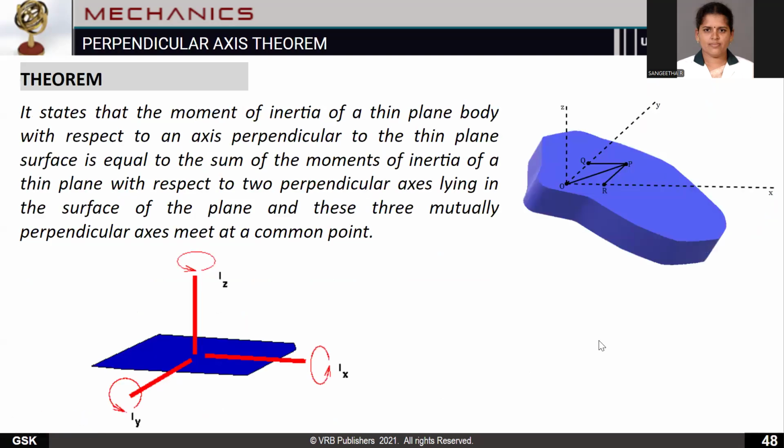So what is the perpendicular axis theorem? It states that for the moment of inertia of a thin plane body, here we have three axes, x, y, z. All these three axes are mutually perpendicular to each other. So the moment of inertia of a thin plane with respect to an axis perpendicular to the plane is equal to the sum of the moments of inertia of the thin plane with respect to any two axes lying on that surface. That is I z is equal to Ix plus Iy.